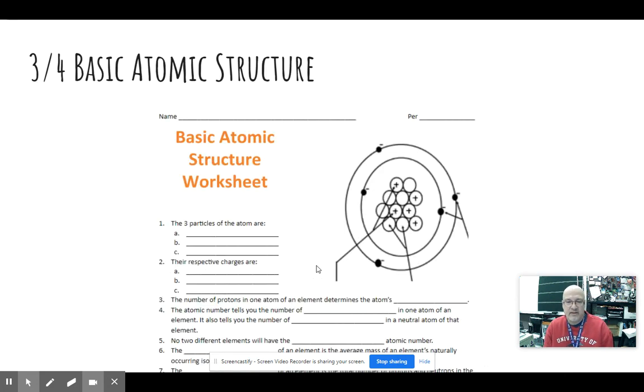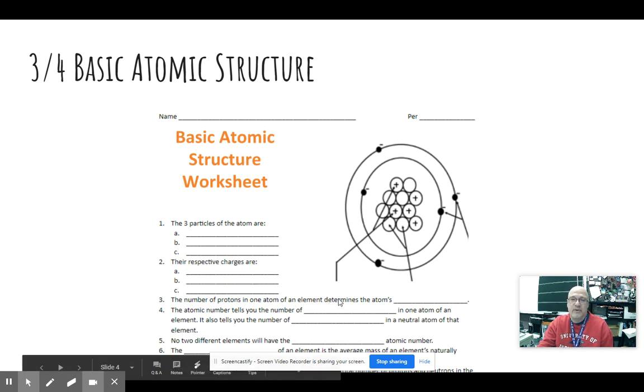For Wednesday, Thursday, you have a basic atomic structure sheet. And the three particles of an atom are protons, neutrons, and electrons. Protons have a little plus, P plus, protons. Electrons are negative. Their flow is what makes the electricity, or we call it electricity.